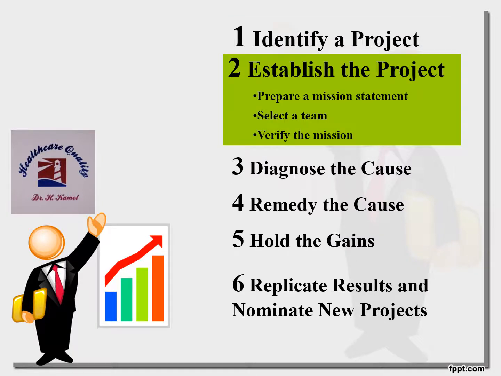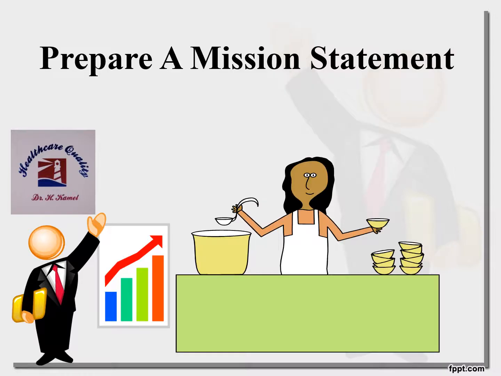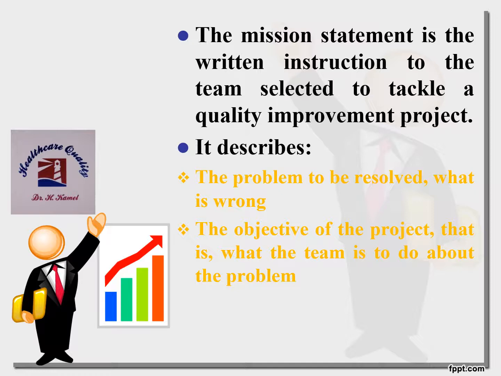In the second step, establish the project, we have to prepare a mission statement, select a team, and verify the mission. Prepare a mission statement. The mission statement is the written instruction to the team selected to tackle a quality improvement project. It describes the problem to be resolved, what's wrong, and the objective of the project, that is, what the team is to do about the problem.